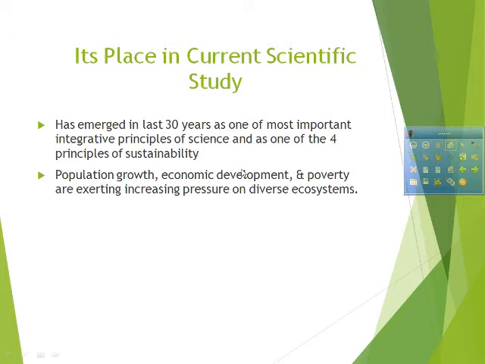Okay, so biodiversity has really become more and more important in the past 30 years. Scientists are really realizing how much of an impact it has on stuff like the food web and climate and resources. And so biodiversity has become one of the 4 principles of sustainability. Biodiversity is one of the first things that takes a hit because of our population growth, because of our economic development, because of our poverty.